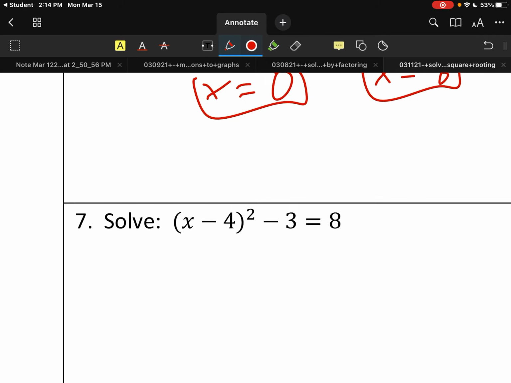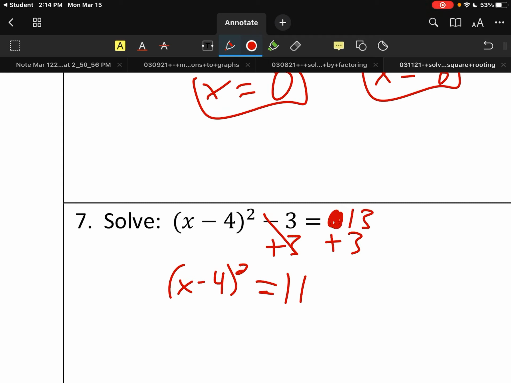Number 7, I have this -3. I've got to add to this side before I can do my square root, because the squared term is not by itself. So think of this like absolute value. You have to get everything but the absolute value bars, and in this case, it's the squared term. Okay, so I have x minus 4 squared equals 11. And make this a 13, because I'm going to make this 16. Just want to make it easier for you.